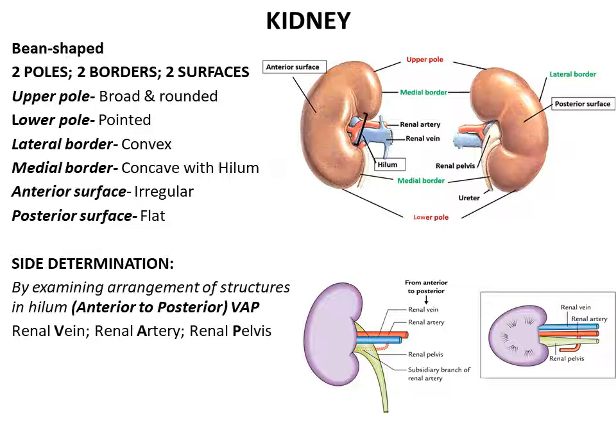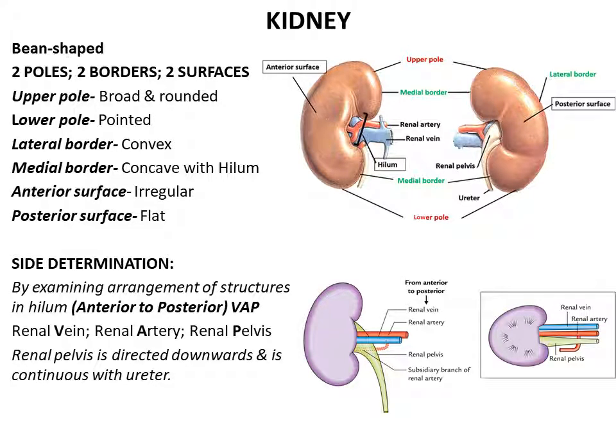Sometimes, however, a branch of the renal artery or a tributary of the renal vein may pass behind the renal pelvis. This arrangement helps us to differentiate between the anterior and posterior surfaces of the kidney. However, to differentiate between the superior and inferior poles, the renal pelvis is identified, and it is always directed downwards as it is continuous with the ureter.